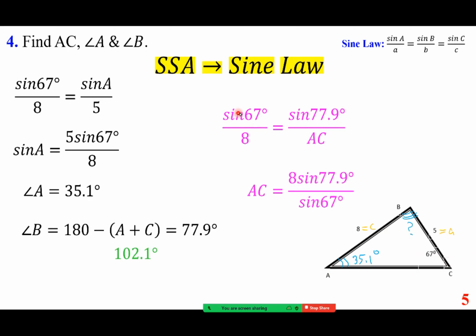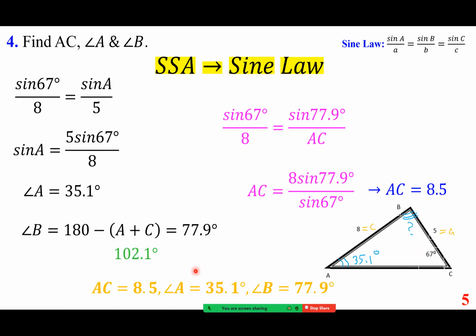And again, using a calculator gives us AC being 8.5, meaning we got all the missing values we were looking for. So we got the AC, we got the angle A, we got the angle B. Everything is known now. Very straightforward, everybody.